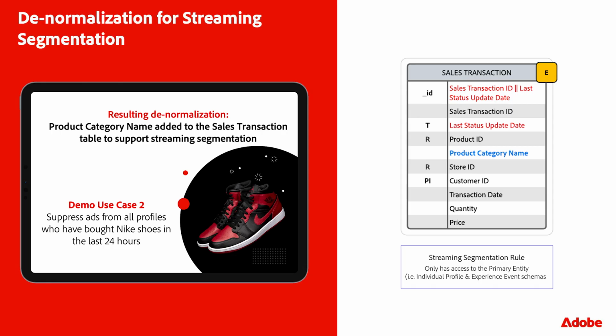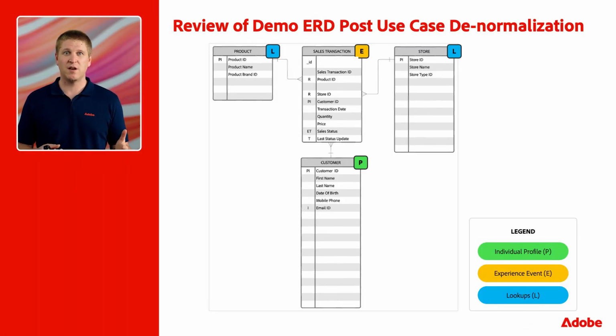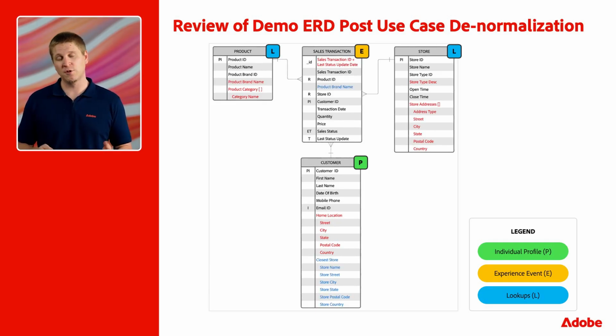This notes a valuable learning lesson. Lookup tables are not always going to be required. You can create them, but if you want things to run fast, they need to be on the primary entity of the profile. So after you're done applying the personalization requirement and the streaming segmentation requirements, you actually end up with a diagram that has a few more fields on two of those tables than you originally thought. And it would look something like this.